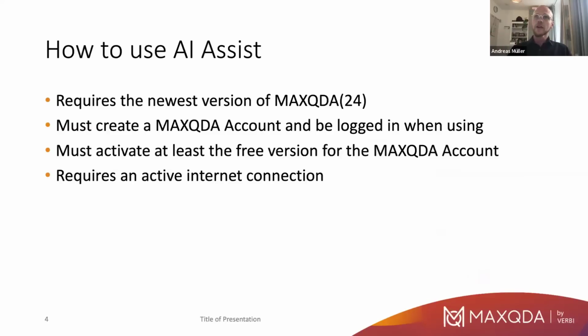If you want to use AI Assist, just a quick overview. You can just Google how to get it. It requires, that's the most essential thing, the newest version of MaxQDA, that's MaxQDA 24. It's an add-on to an existing software, so you need the existing software. You must create a MaxQDA account and be logged in when using it. You must also activate at least the free version for your MaxQDA account.